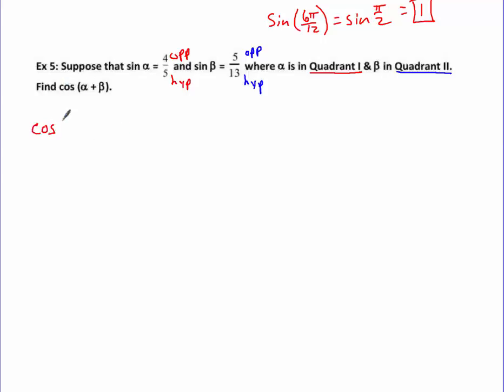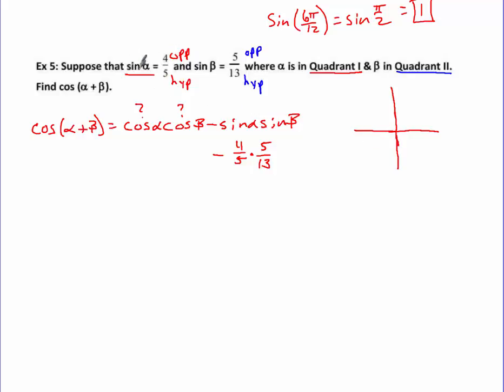Well, that's good because we just learned a formula for that. So the cosine of alpha plus beta equals cosine alpha cosine beta minus sine alpha sine beta. So pretty easy. We already know that sine alpha is 4 over 5, and we know that sine beta is 5 over 13, right? We're just going to multiply those together and subtract them from whatever these two are. But to find the cosines, we're going to have to use this information they gave us.